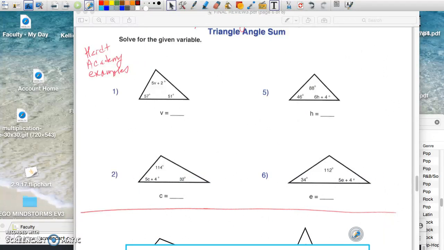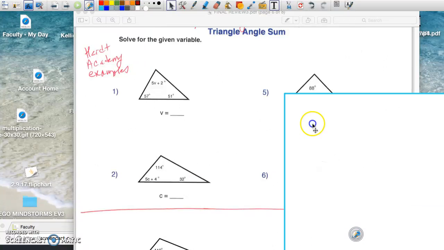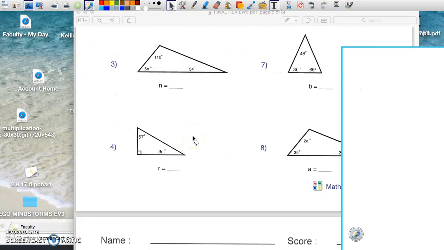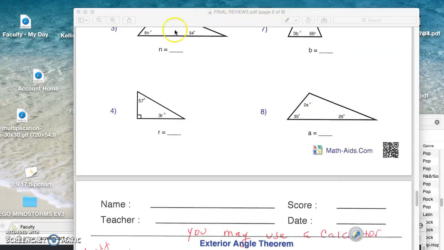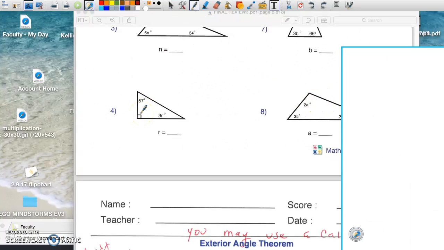All right, I think I'll stop there, because I think you get it. And your problems will be these 4 for homework. By the way, you know how many degrees this is, right? 90. All right, let's go over to the next part and see what we got.